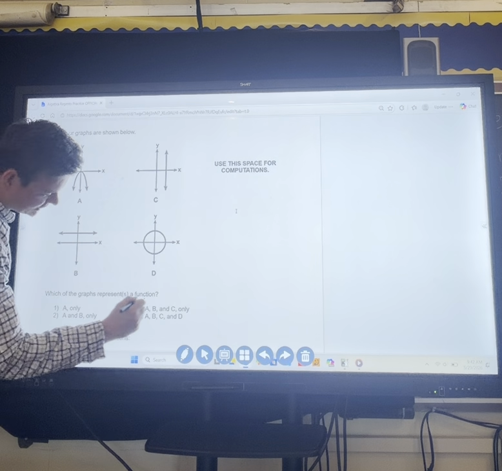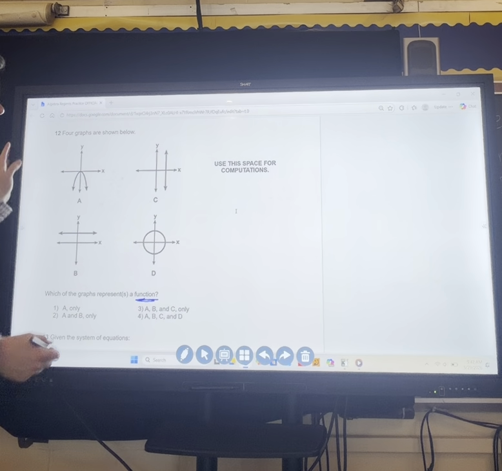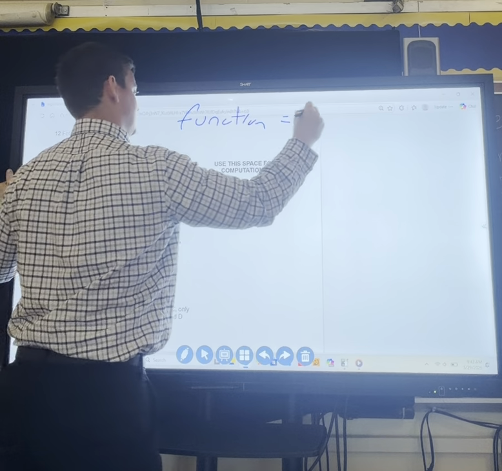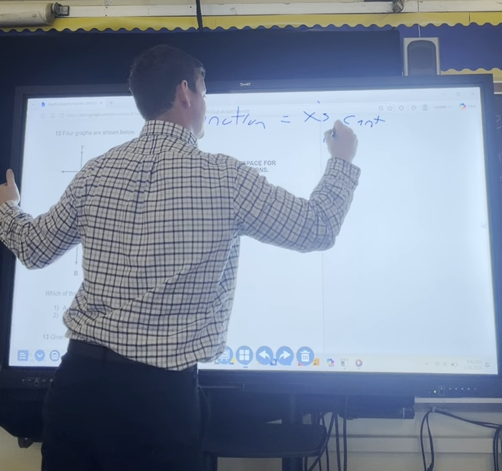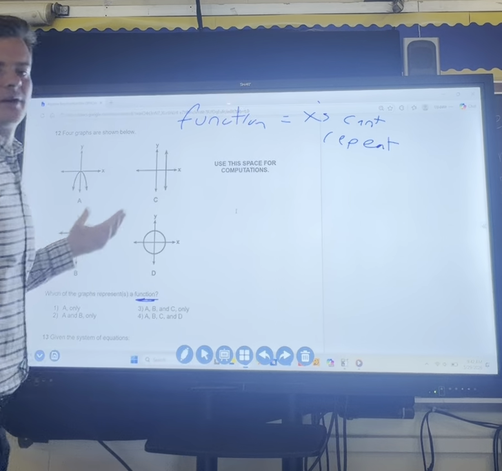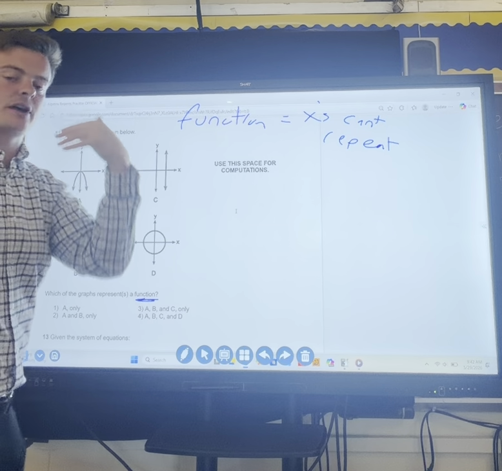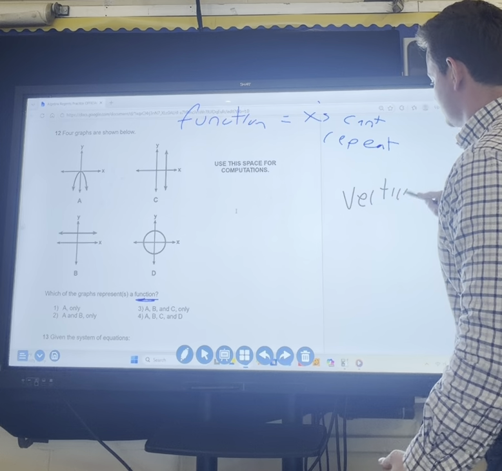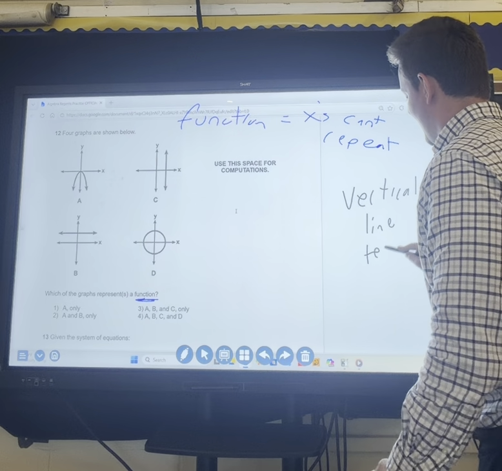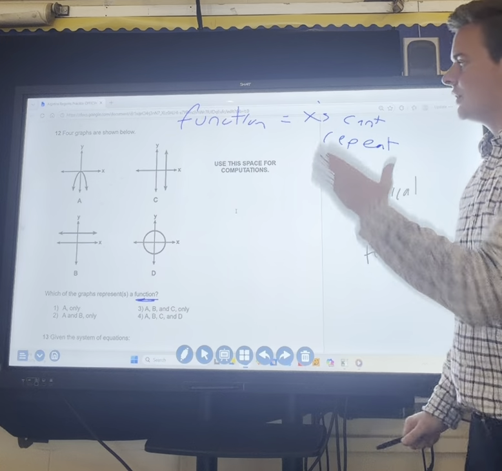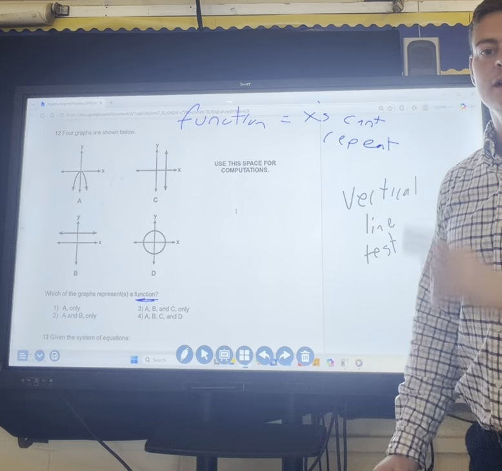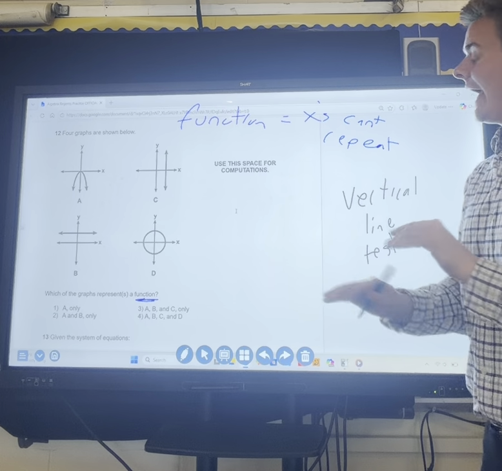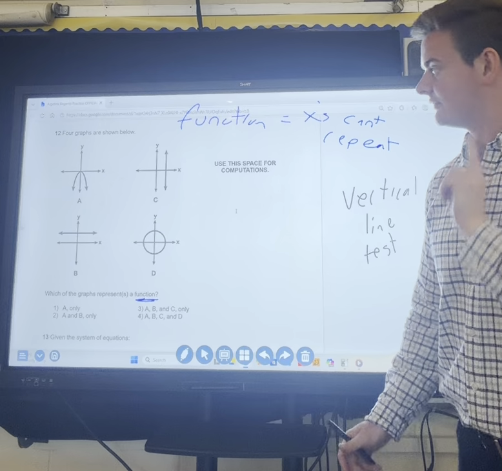I want it to be a function. What I need to know about a function is that the x's can't repeat. But I have graphs here. And the easiest way to do if a graph is a function or not is called the vertical line test. What's the vertical line test? It's just, can I draw a straight line through any point in the graph and only touch it once? If I could draw a straight line anywhere and only touch it once, it's a function.